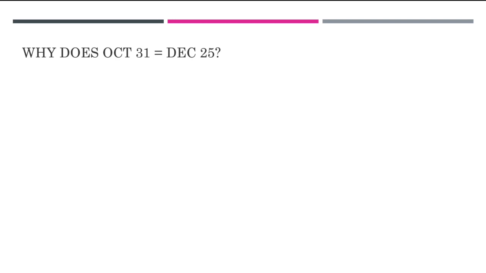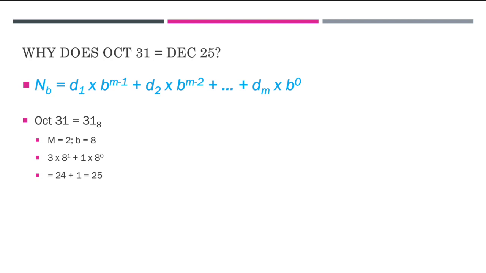You can see where we might be going with this based on the formula that we just created. For Oct 31, that's 31 in base 8. We have 2 total digits, so m equals 2, b equals 8 for base 8. Our terms, if we multiply them out, are 3 times 8 to the first power, because 3 is the first digit. Base 8 to the m minus 1, 2 minus 1, so that's 8 to the first power. And then the last digit is 1 times 8 to the 0 power. That equals 25.